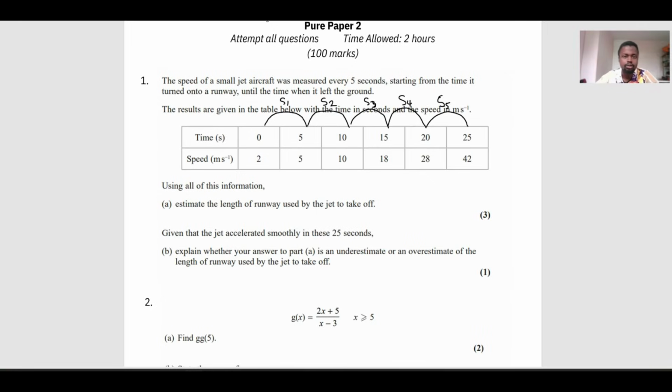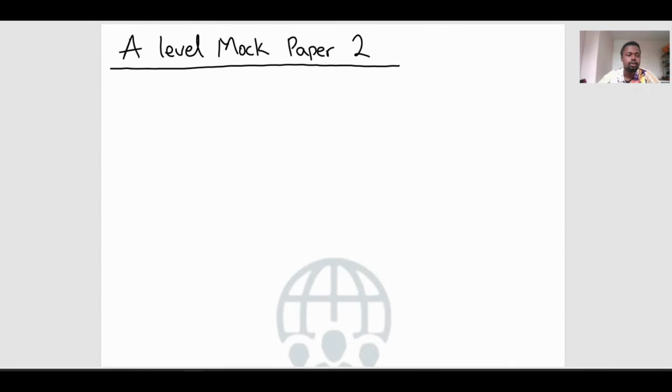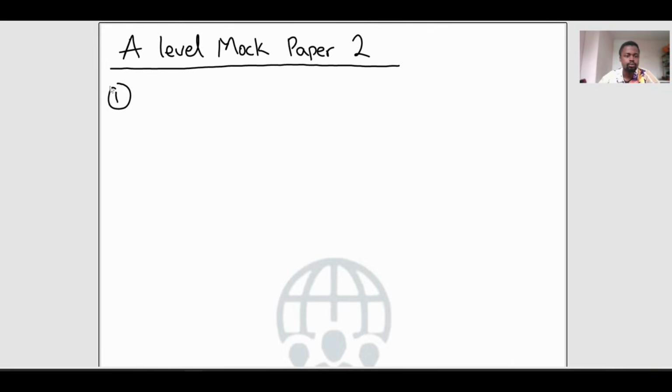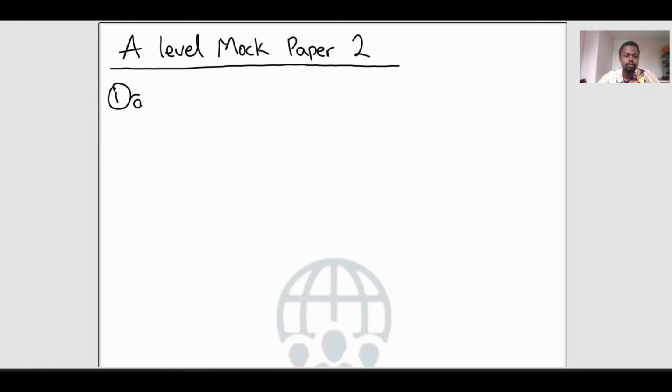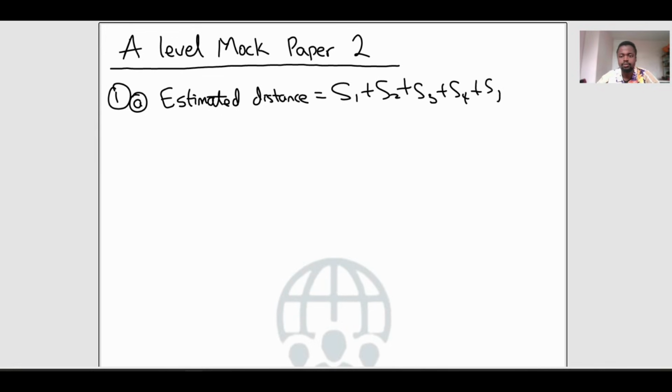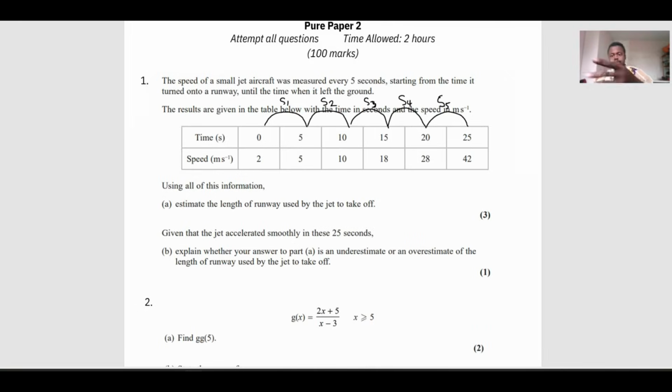So let's rock and roll. For the first one, number one A, we know that the estimated distance is going to be the addition of S1, S2, S3, S4, and S5. That's according to what I explained here.